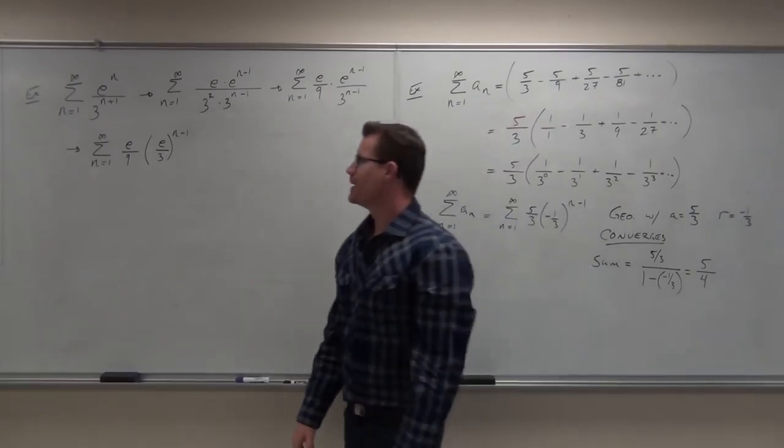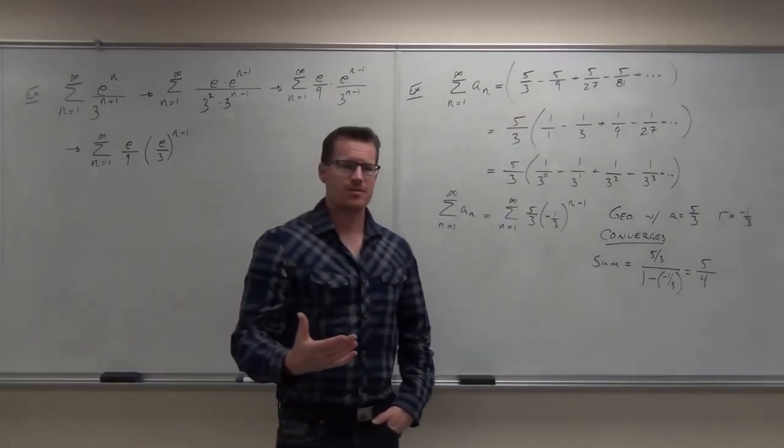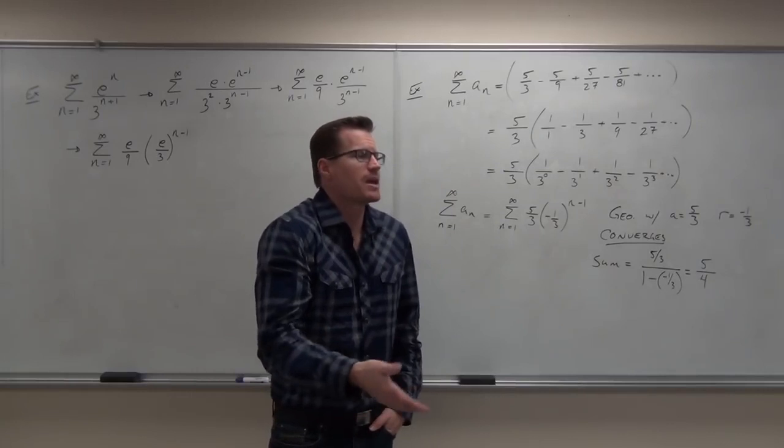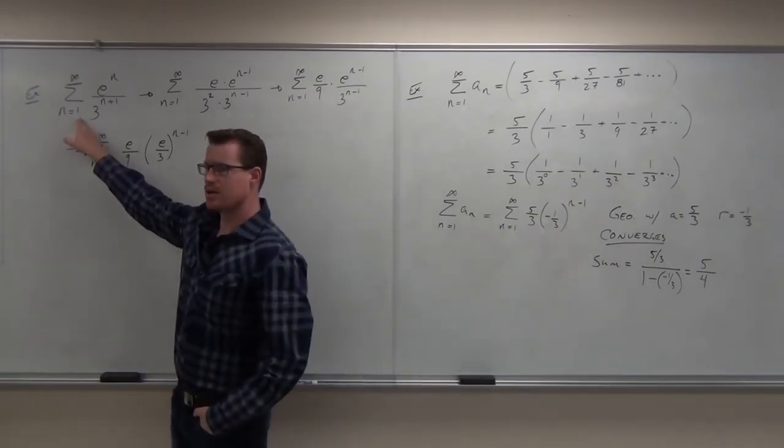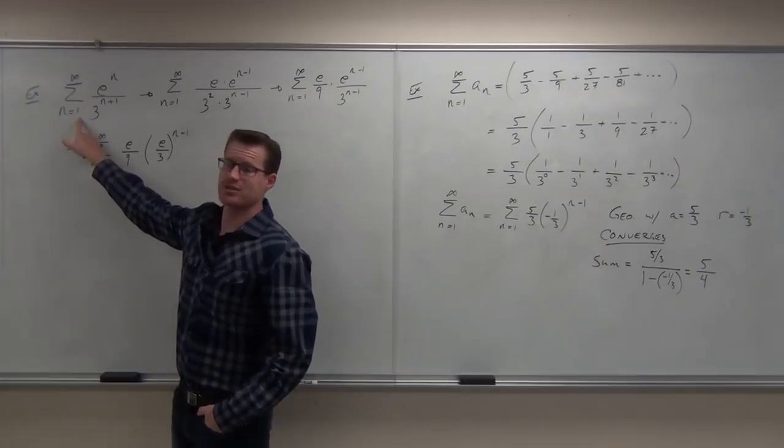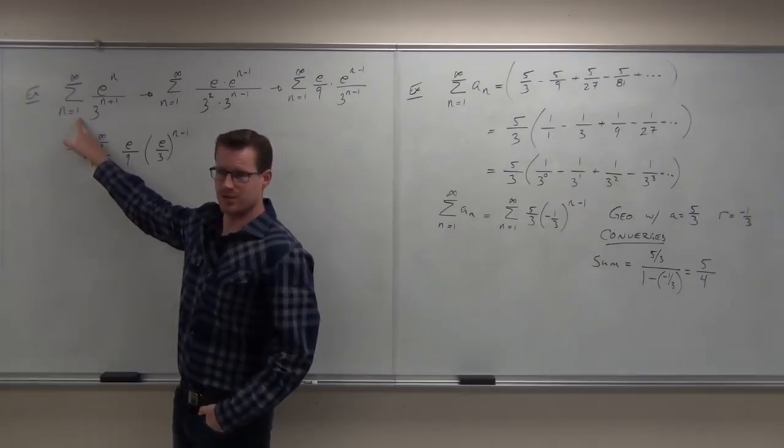First thing we're doing, we're checking to see if it's geometric. We're looking at it saying, hey, can I make it into something that's geometric? If I can, I need to look with where my n starts. If my n starts at 1, I need to match this up to a power of n minus 1. Did you guys get the first step? Yes, no? Yes.